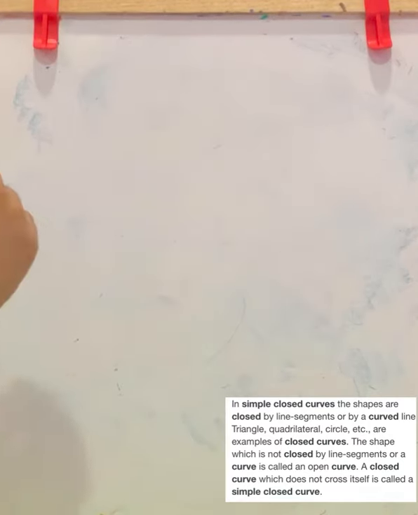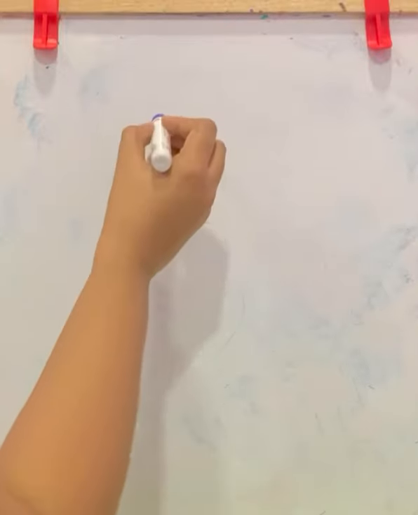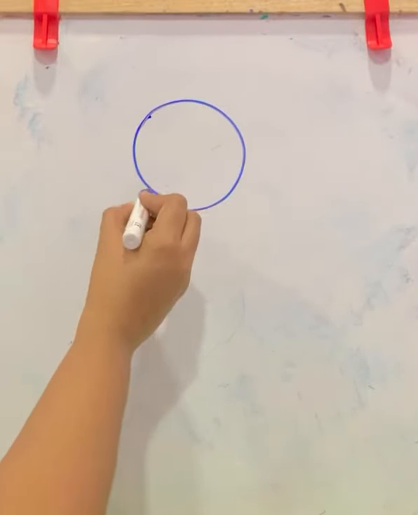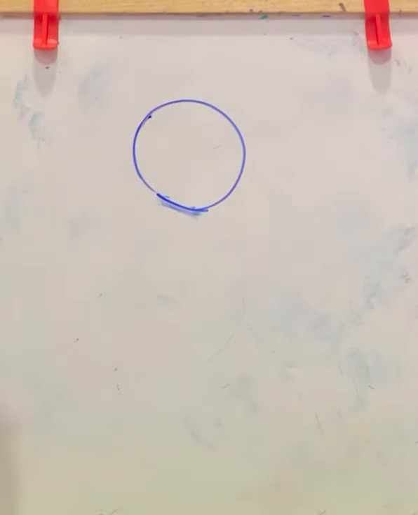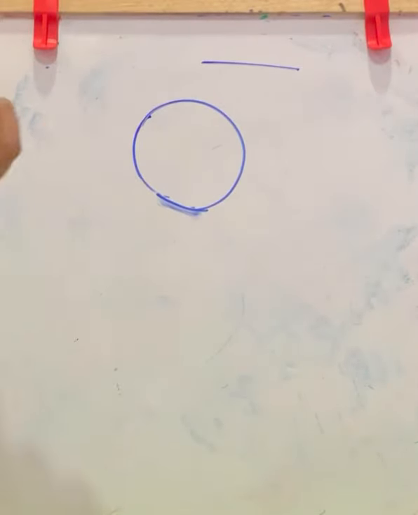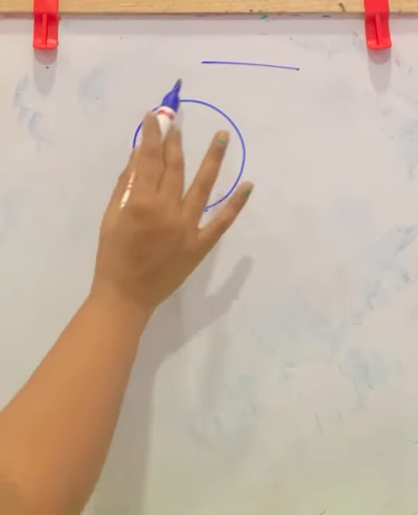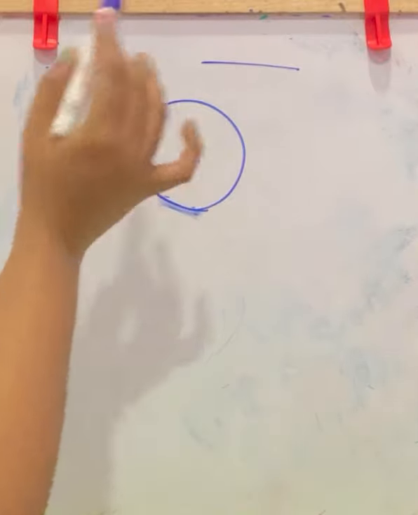Now coming to polygons, it is a simple but closed curve made up of only line segments. Here this is not a polygon. This is simple and closed, but this is not a polygon because it is not made up of line segments. Line segment means this is a line segment. So a polygon must be simple, closed and made up of line segments.